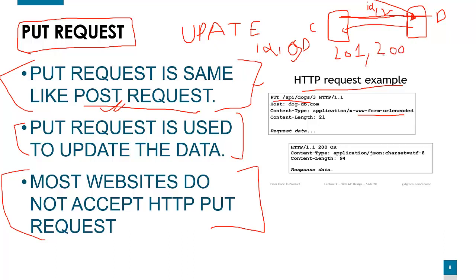So 200 means that the request is accepted, and 201 means that the query is done. If that ID is not found, it will give us the 404 error.